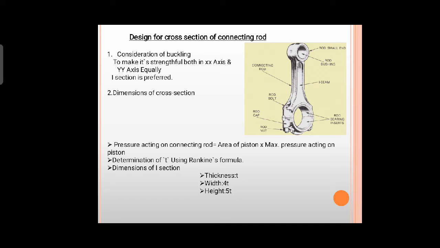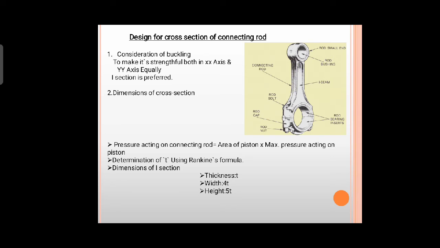Design for cross section of connecting rod. Considering buckling, to make it equally strong in both the x-axis and y-axis, the I section is preferred. Dimension of the cross section. Pressing action on the connecting rod.